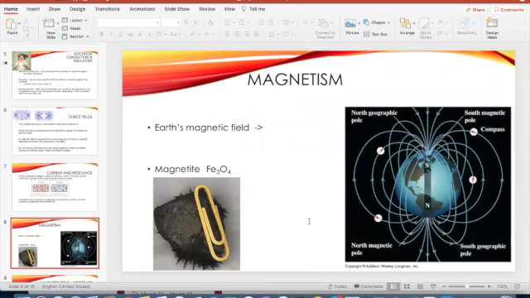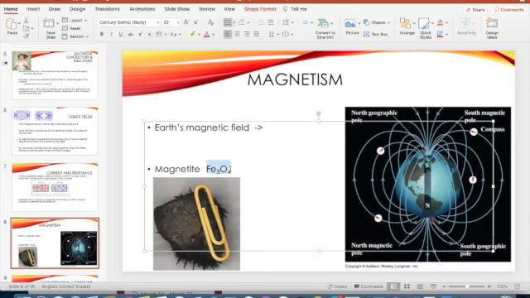All right, next we have magnetism. The Earth has a natural magnetic field. Magnetism is due to metal, mostly iron. On the bottom left, you see a picture of magnetite. This is like an iron element, and here you see a paper clip that's sticking to it.